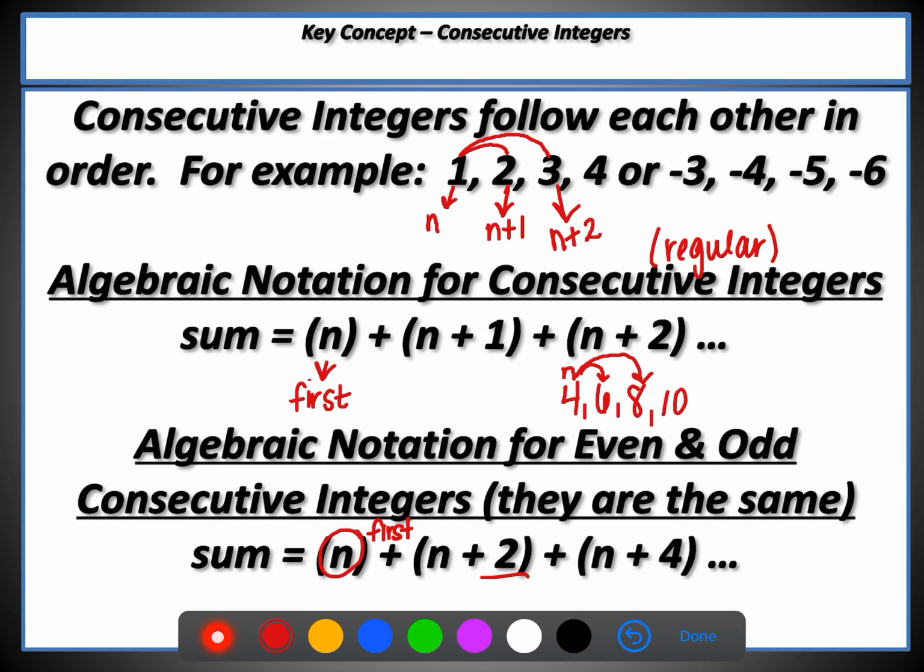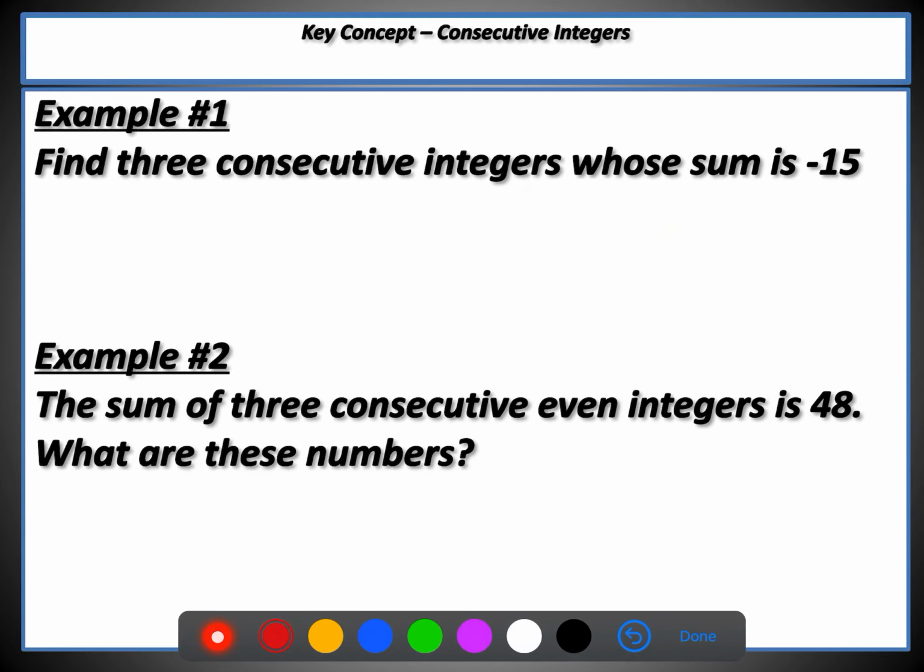Now, even and odd notation is the same. If we think about odd numbers, how about 1, 3, 5? 1 is my first number, which makes it my n. How do I get from 1 to 3? I add 2 again. How do I get from 1 to 5? We add 4. So even and odd are the same: n plus 2, n plus 4, because our first number is what really matters. If you start at an odd and you skip 2 places, you're going to be at an odd number again. So let's look at some of these problems and see this in action.